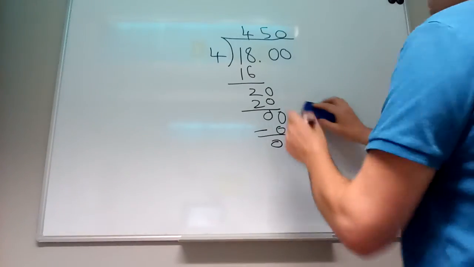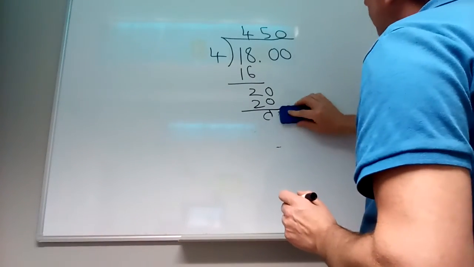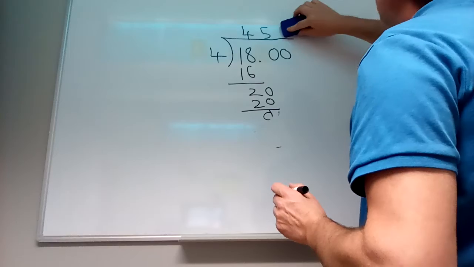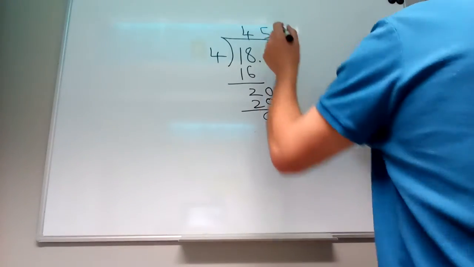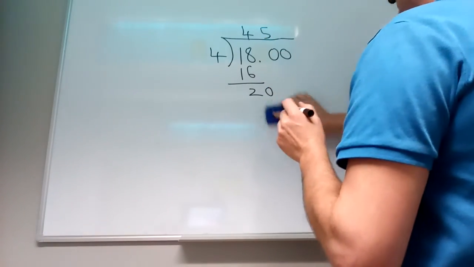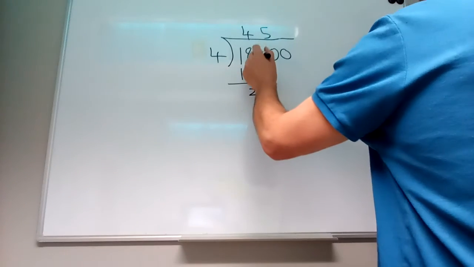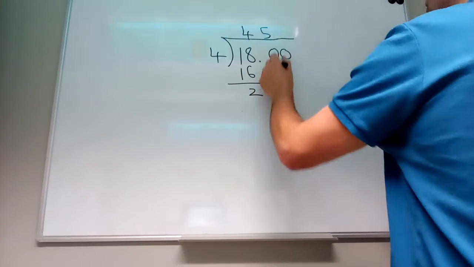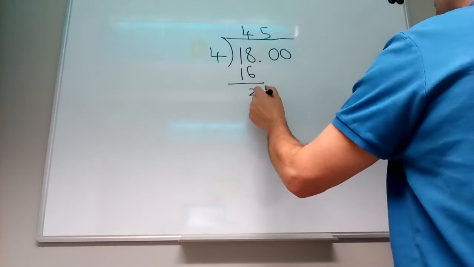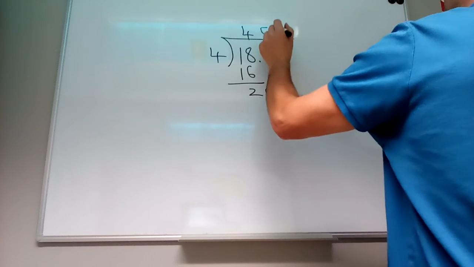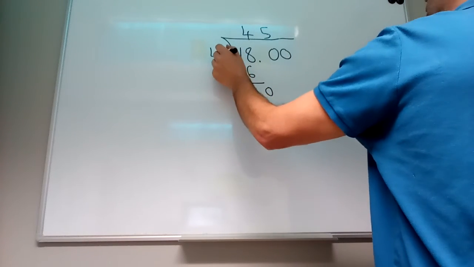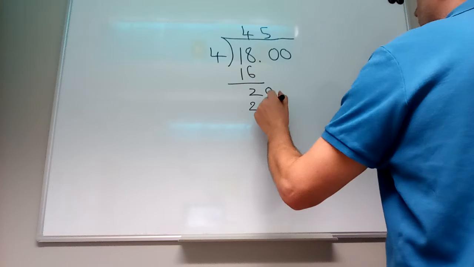But when we got to this point, let me erase this just a little bit. I went a little faster than maybe I should have here. So what we did here is after we subtracted this and got 2 and brought down the 0, 4 went into 20 5 times. Now, slowly, 5 times 4 is 20.